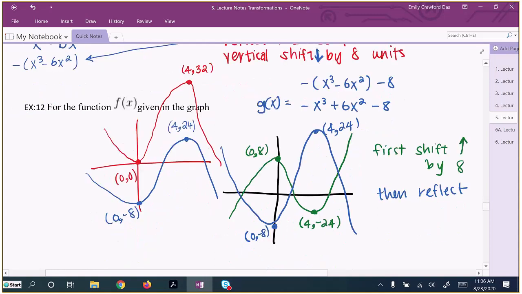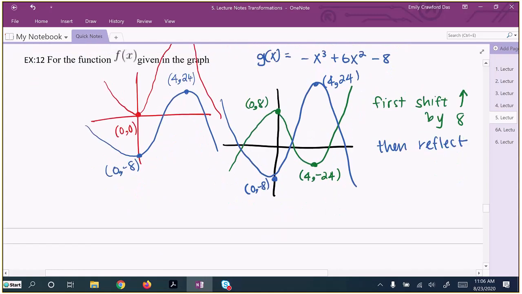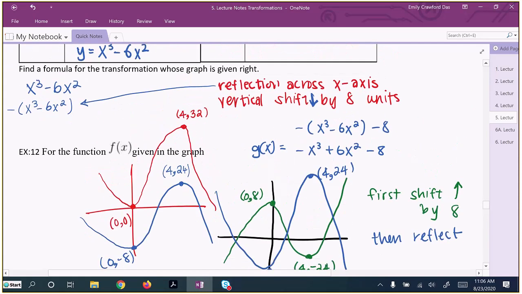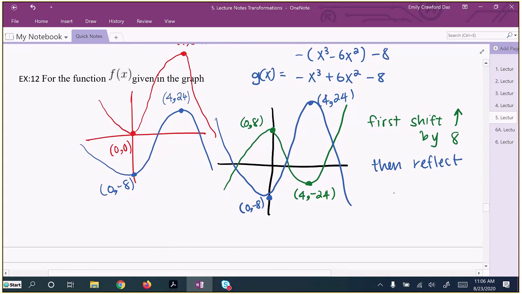So either way, I end up with the same graph in the end. If I were to first shift up by 8, then x cubed minus 6x squared would become x cubed minus 6x squared plus 8. Then when I do the reflection, I put the parentheses around everything and say that it's negative. So then g of x would be negative x cubed plus 6x squared minus 8. Well, that's exactly what I found before.